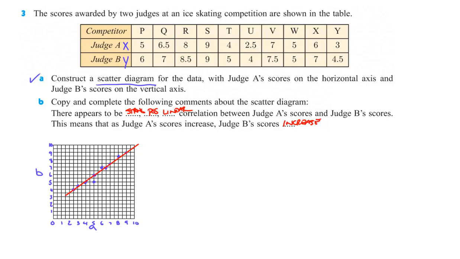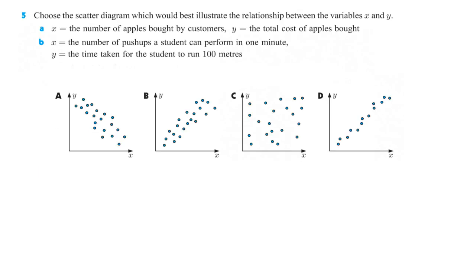Okay? All right, let's take a look at the next one, number 5. Choose a scatter diagram which best illustrates the relationship between the variables x and y. X is the number of apples bought by customers. And y, the total cost of apples bought. So as you buy more apples, you would expect the price to increase, right?